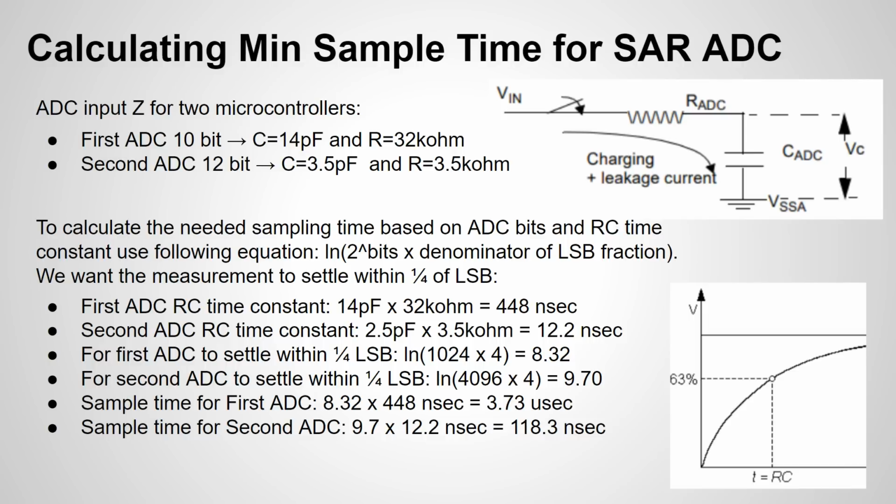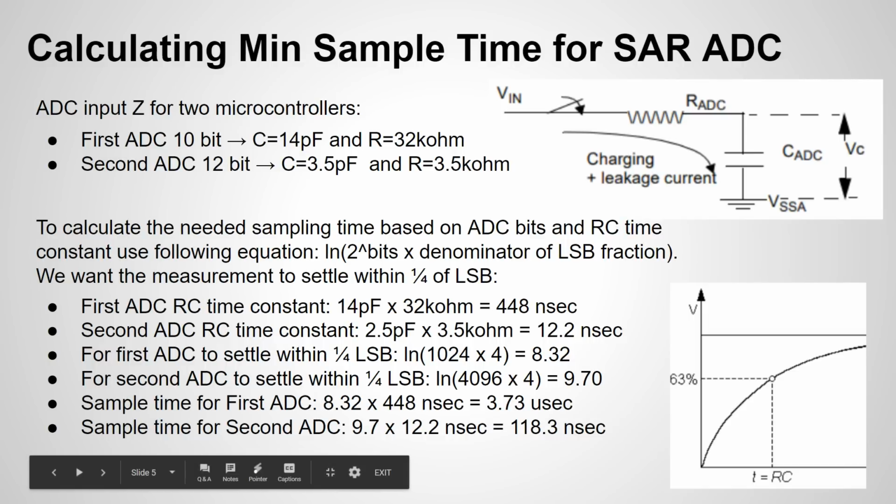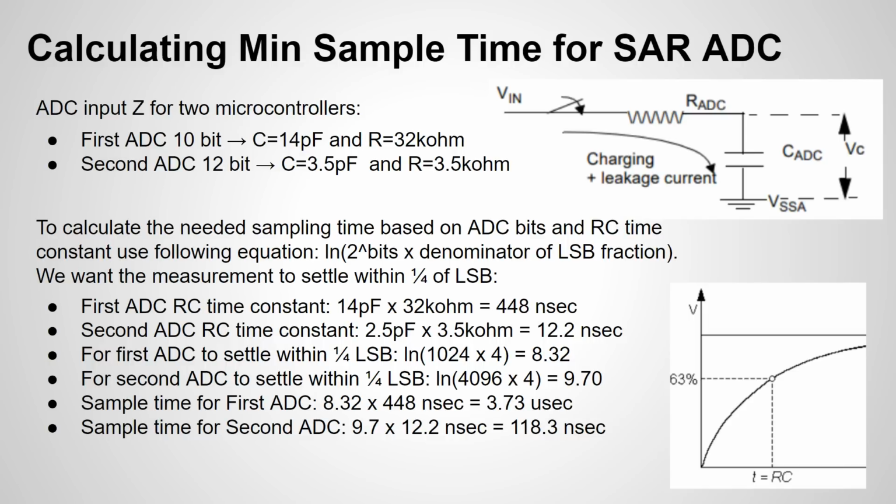So for the first ADC RC time constant, once again, to get to 63% of charging the cap, we need 448 nanoseconds. And I got that by using this simple formula of capacitance times resistance. So this is the first ADC, this is the second ADC.